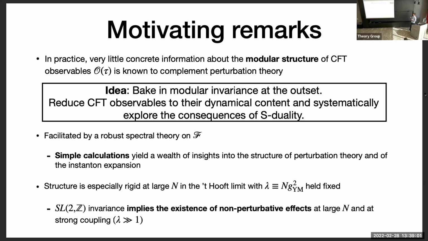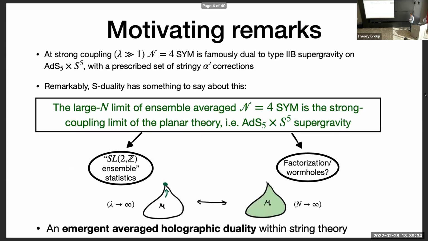And within this framework, we'll see that it gives a quite novel presentation of CFT observables, and we'll see that once this framework is set up, very simple calculations will lead to some pretty interesting insights about both perturbation theory and the structure of the instanton expansion. And in particular, we'll see that the structure is quite rigid at large N in the 't Hooft limit, where one fixes the 't Hooft coupling. In particular, we'll see that SL(2,Z) invariance will imply the existence of non-perturbative effects, both at large N and at strong coupling.